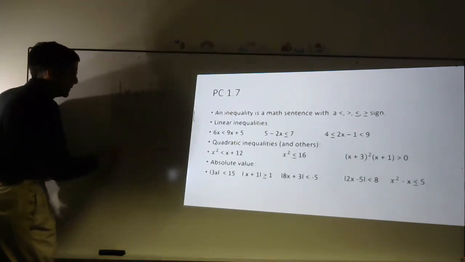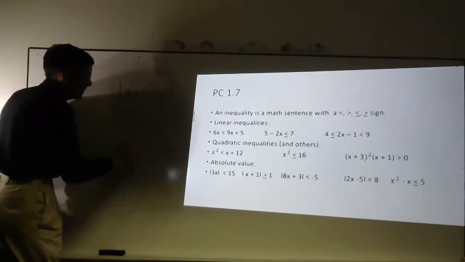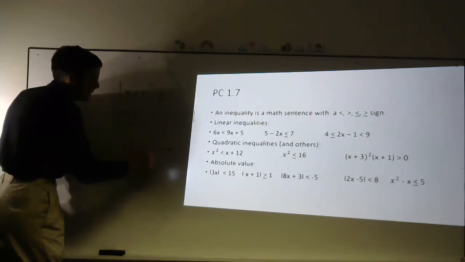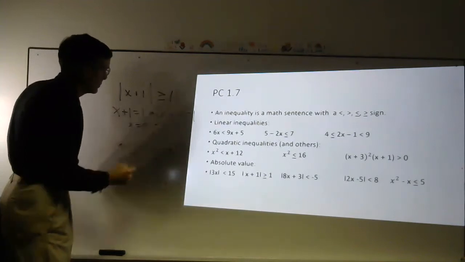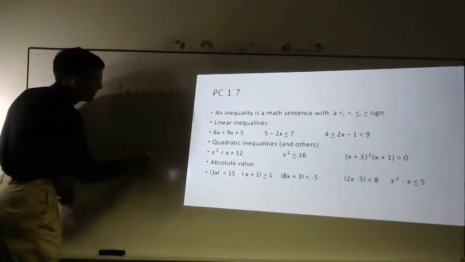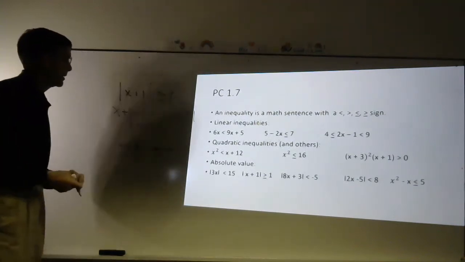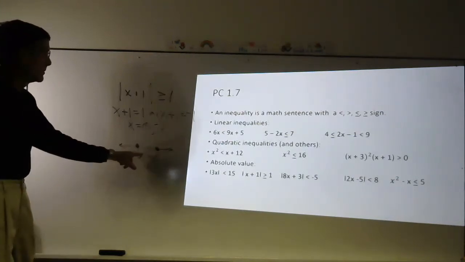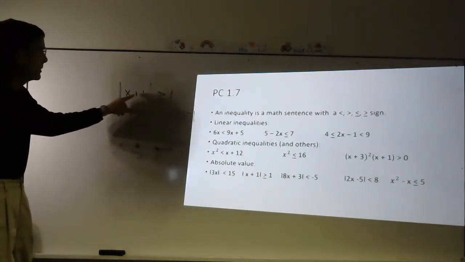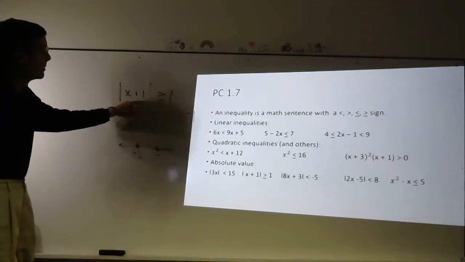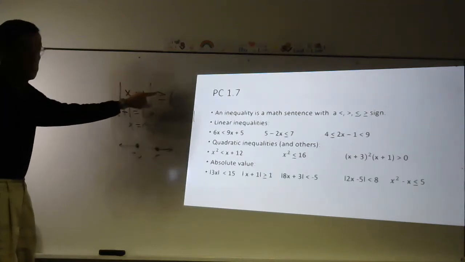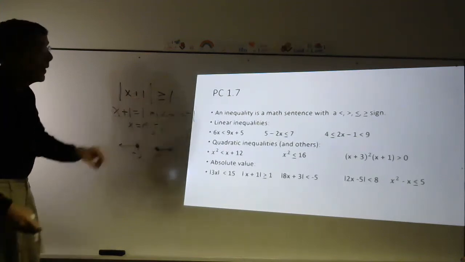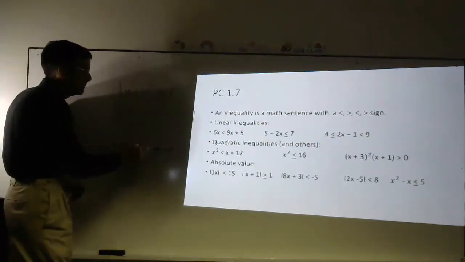Those, folks, are your boundary points. Here's negative 2. Here's 0. Because it's greater than or equal to, I know these are solid points. Pick a point. How about in the middle here? Negative 1. If you put negative 1 in here, negative 1 plus 1 is 0. Absolute value is 0. Is that bigger than or equal to 1? No way. So you don't shade in the middle.